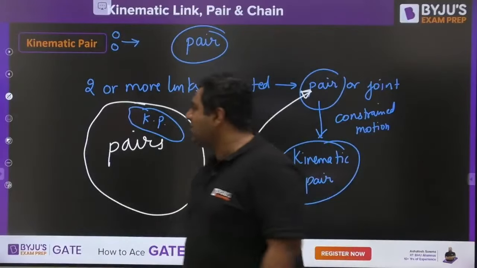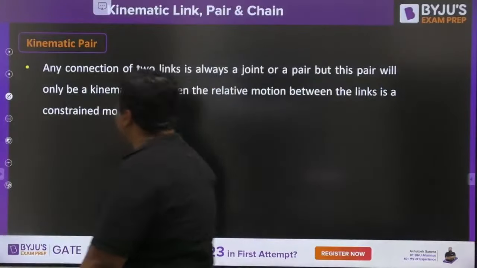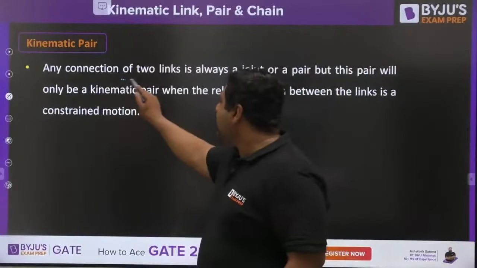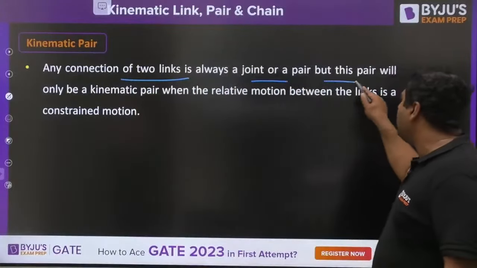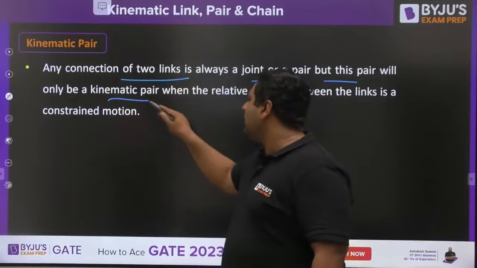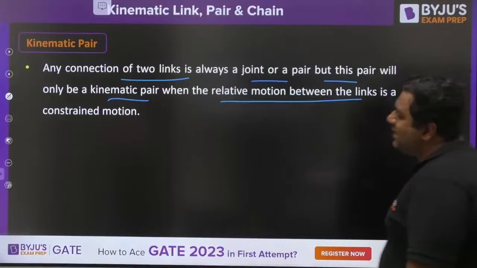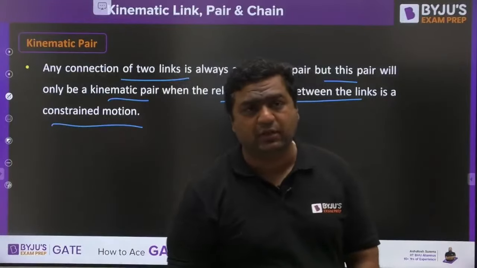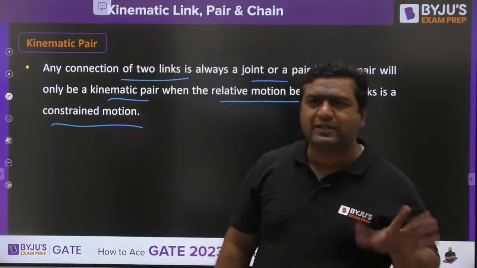Okay. So this is the definition of kinematic pair. Now my dear, this is the definition written. As I already told, no need to write. Any connection between two links is always a joint or a pair. But this pair will be kinematic when the relative motion is a constrained motion. It may be completely constrained, it may be successfully constrained. Okay, both types of constraints are okay.